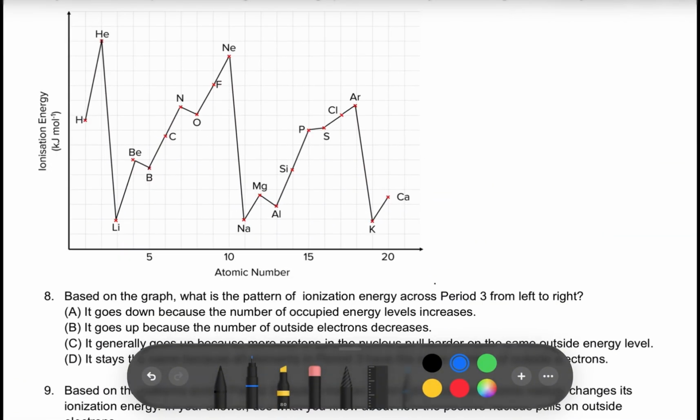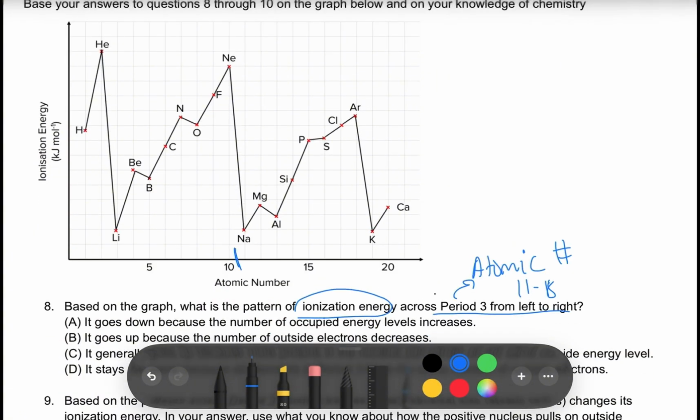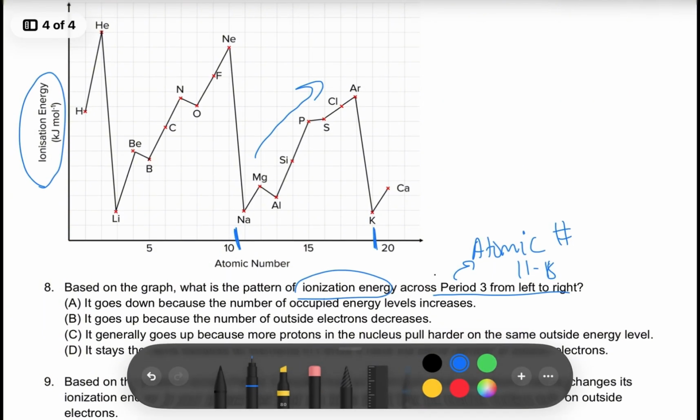Question 8. Based on the graph, what is the pattern of ionization energy across period 3 from left to right? Well, if we look, period 3 includes elements with an atomic number ranging from 11 to 18. So we're looking from Na to somewhere around here, before 20. We can see that the ionization energy is steadily increasing. The reason being is because as we move across a period, the nuclear charge is strengthening the force of attraction, therefore making it harder to remove electrons.